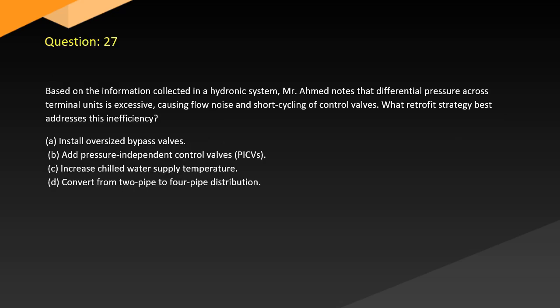Question 27. Based on the information collected in a hydronic system, Mr. Ahmed notes that differential pressure across terminal units is excessive, causing flow noise and short cycling of control valves. What retrofit strategy best addresses this inefficiency? A. Install oversized bypass valves. B. Add pressure-independent control valves, PICVs. C. Increase chilled water supply temperature. D. Convert from 2-pipe to 4-pipe distribution.